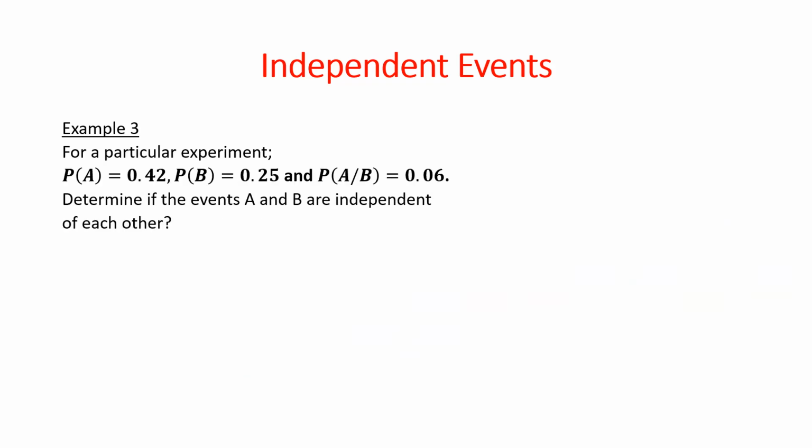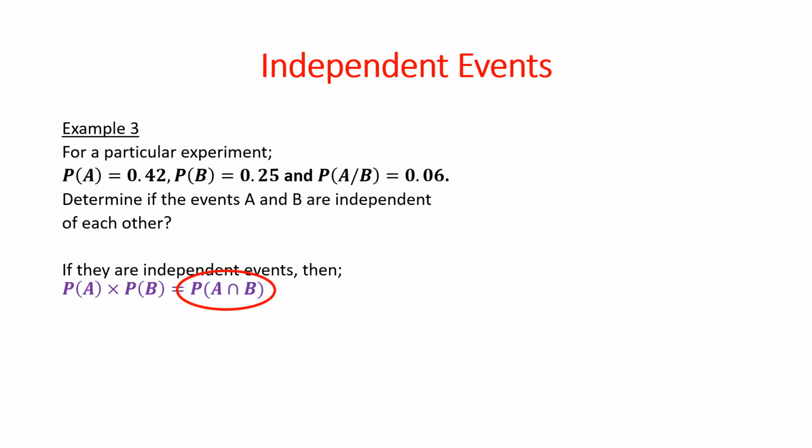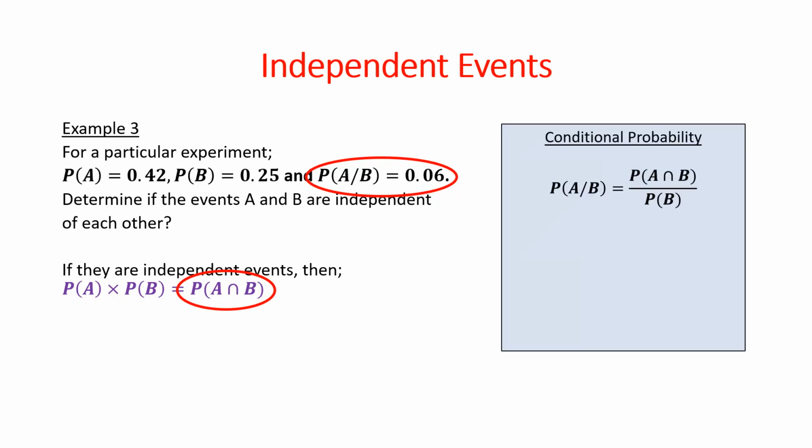But here's our last example. For a particular experiment, P of A is 0.42, P of B is 0.25, and P of A given B is 0.06. Determine if the events A and B are independent of each other. So we know if they're independent, then P of A times P of B is the probability of A intersect B. We don't have this information at the start. We do have this information, so we can use our conditional probability formula to work out P of A intersect B.